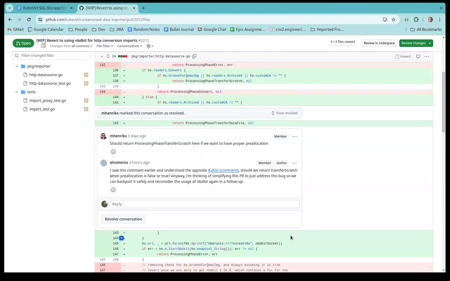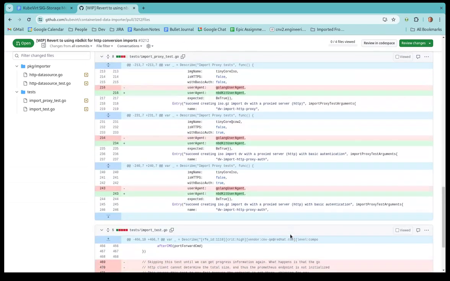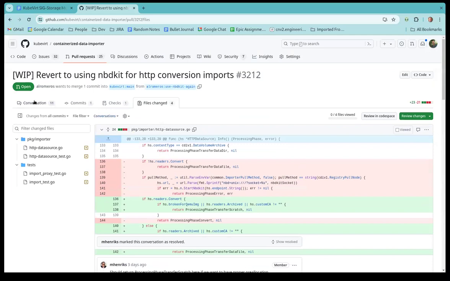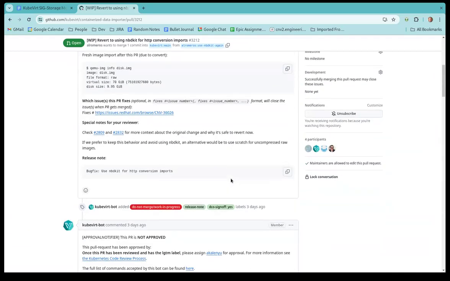I think it's the last comment in the PR that maybe raw images take too much space, and downloading them to scratch space is not the best idea. So that was his point. Yeah, I think it made sense.